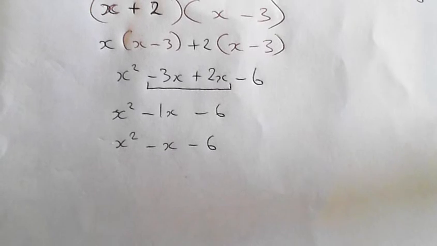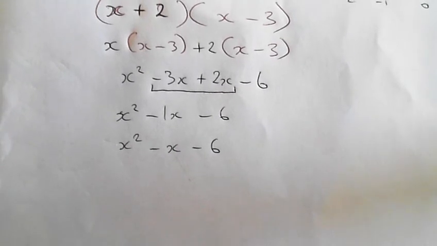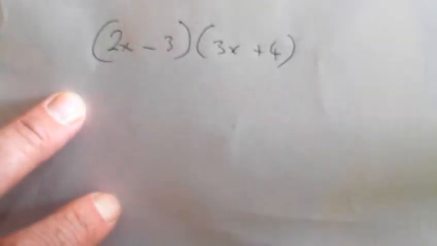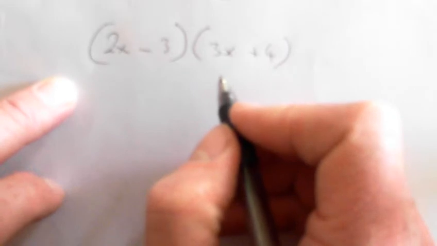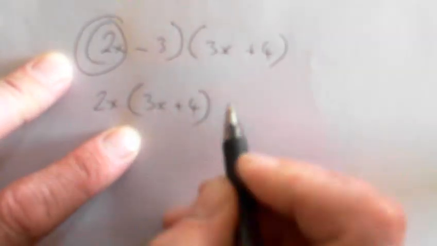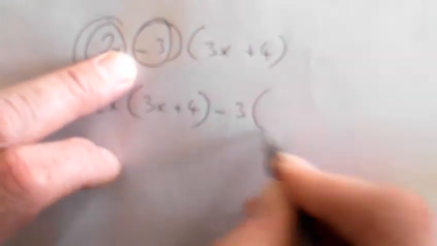Another example. Okay, so here's another example. 2x minus 3 times 3x plus 4. There it is. Alright, break up the first bracket, so it's 2x times the second bracket. And then it's this bit times the second bracket.